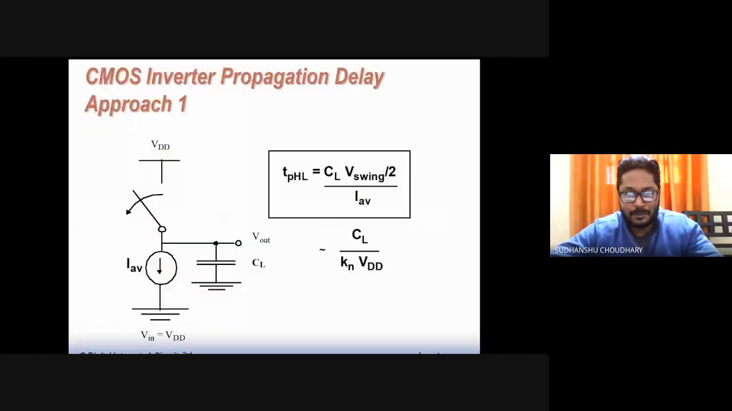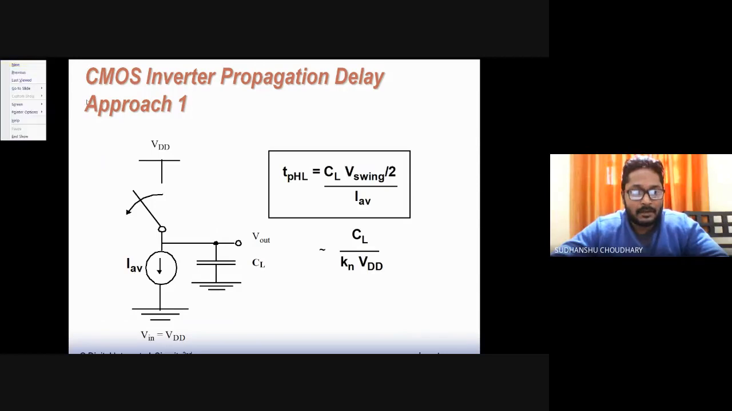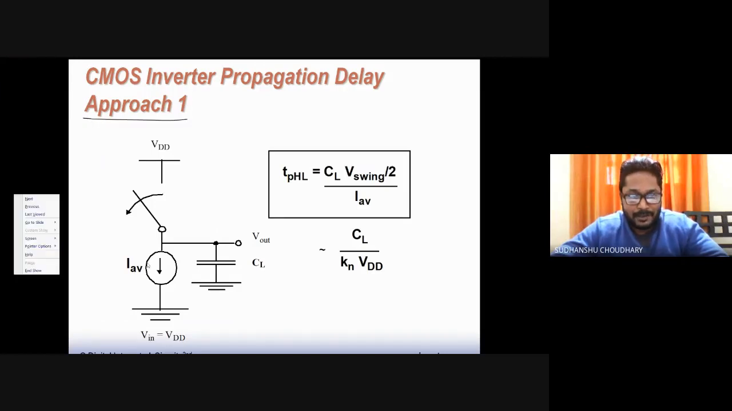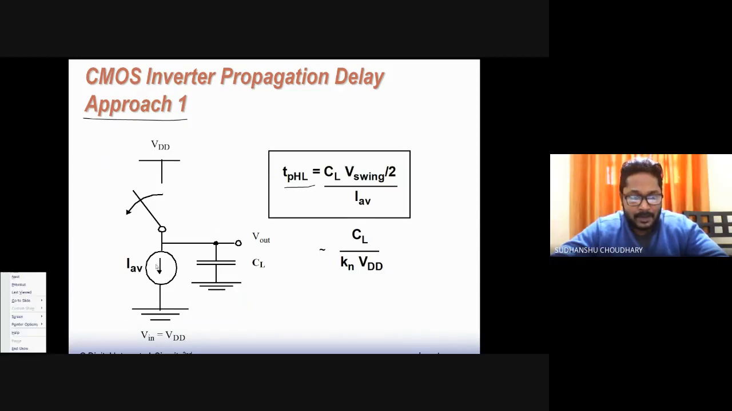And now let us come to propagation delay. For propagation delay calculation, there could be two approaches. The first approach: let's say we are trying to calculate TPHL, high to low, via this NMOS. So the NMOS is replaced by a current source, the average current. Then you apply I = C dV/dt, and you bring T over here. By this you can find out the high to low time. The swing by 2 has been included because we are interested in the 50% time, that is, 50% of the output. That way one can calculate the propagation delay.